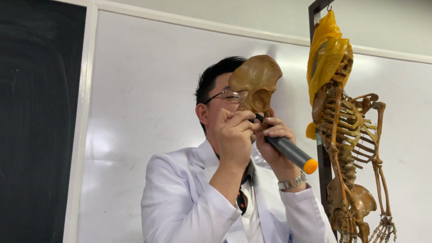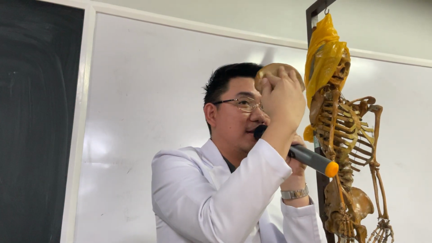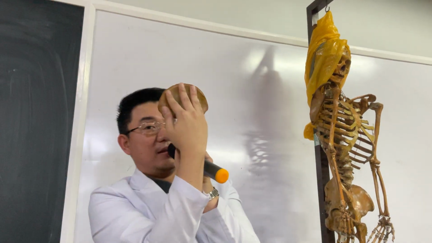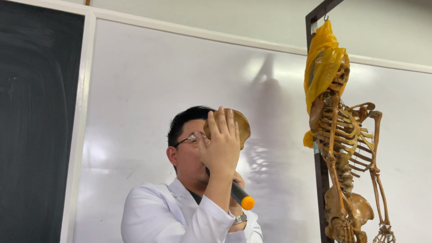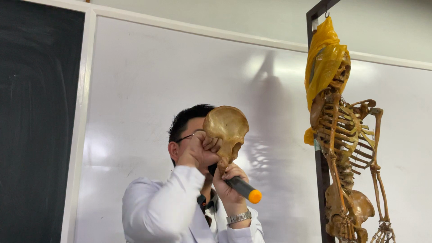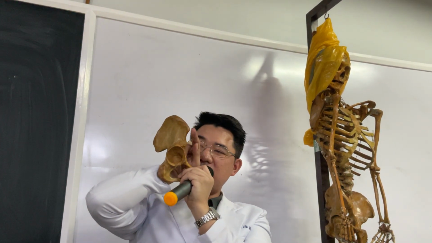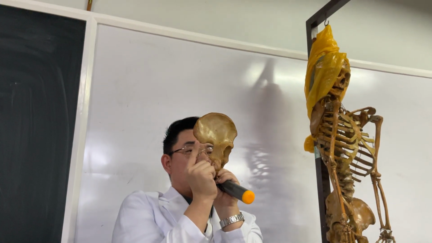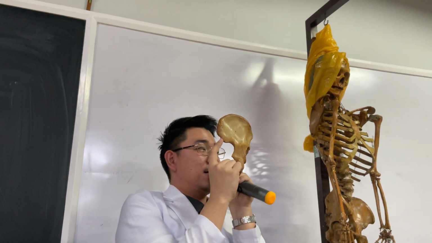Okay, review. What is this called? Greater sciatic notch. This one is called the wing of the pelvis, or ala. Okay, then this one here is the anterior superior iliac spine. This one is that? Posterior inferior iliac spine. Okay?